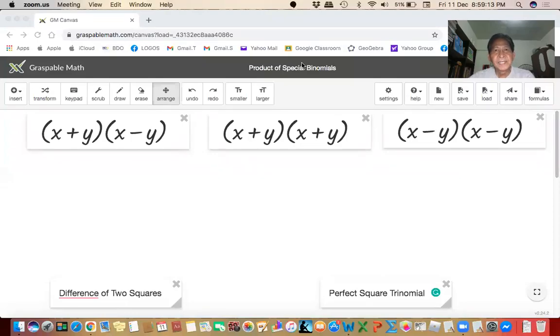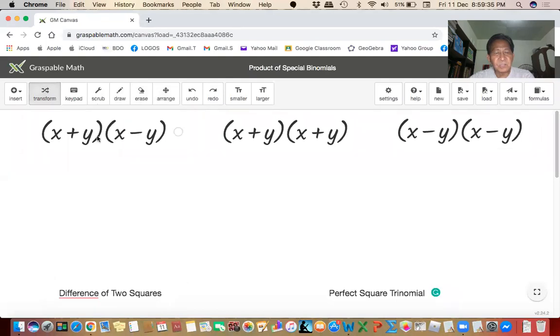Hi, in the previous video, we discussed the product of two binomials. In this demo video, we're going to discuss the product of special binomials. So on your screen, you're going to see three binomial pairs. So we're going to discuss how to multiply these products.